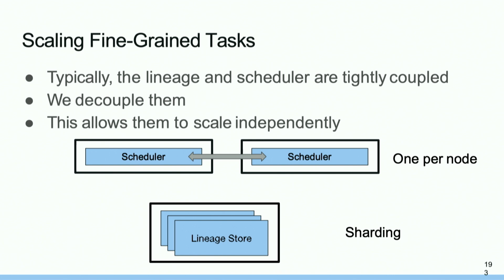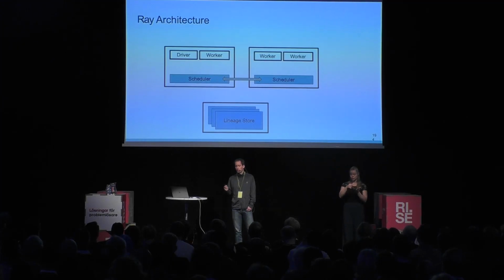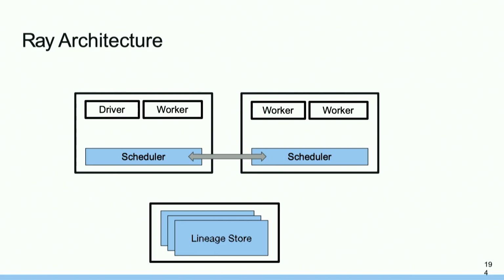So let me put this into the broader design of the system. So typically, we have multiple nodes. Each of them has a scheduler. And there's a number of processes. So these are typically Python interpreters, which are going to execute the code. There's one driver, which drives the whole computation and submits tasks. And then there's workers that execute tasks and can also submit tasks themselves. So we support nested parallelism.